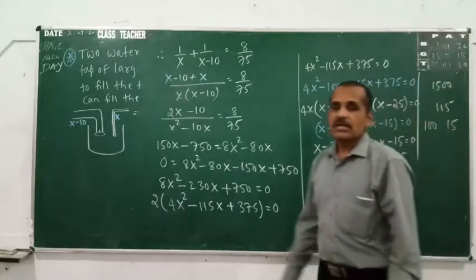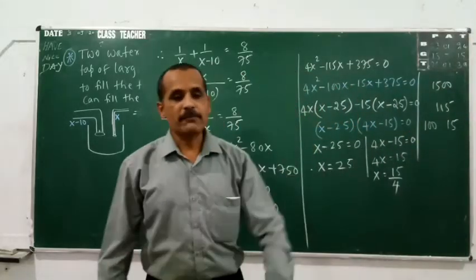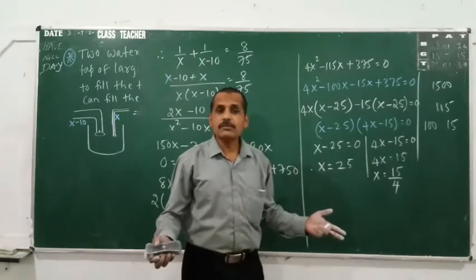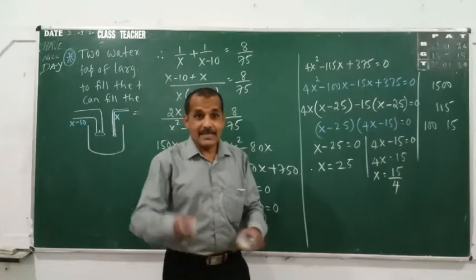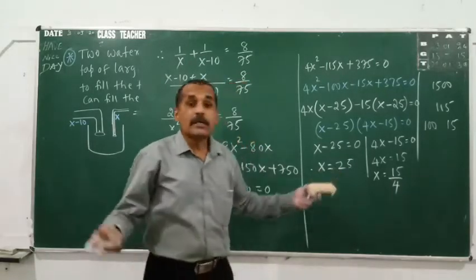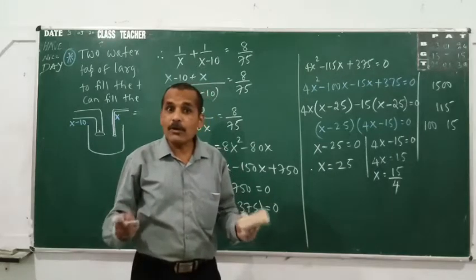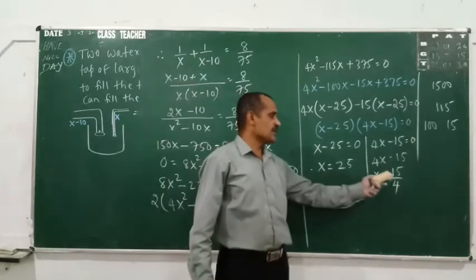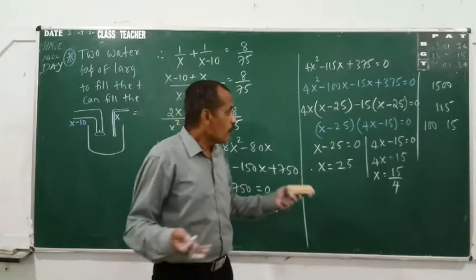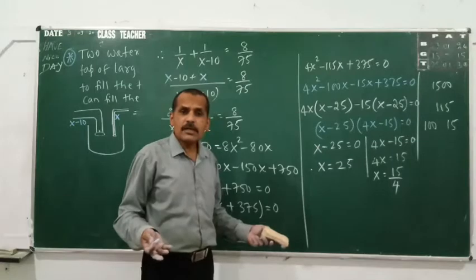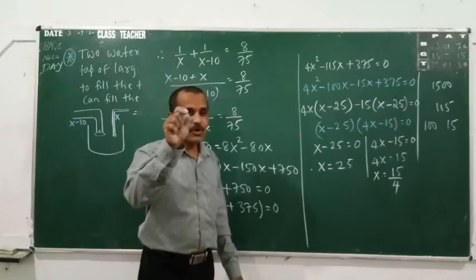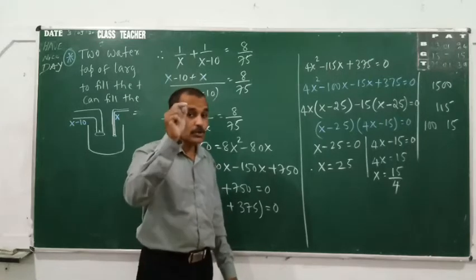My dear children, now there is a small problem. See, there are two answers, and both answers are positive. Had it been one positive and one negative, I would have rejected one, saying that time cannot be negative. But unfortunately here, both are positive, and I am in confusion now. What to reject? And how to reject when both are positive? Now, a small logic will help you.